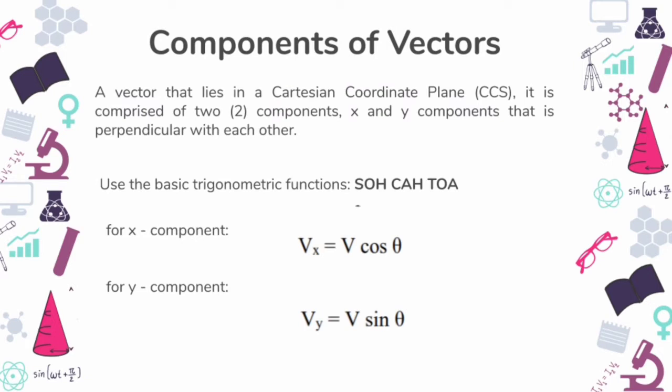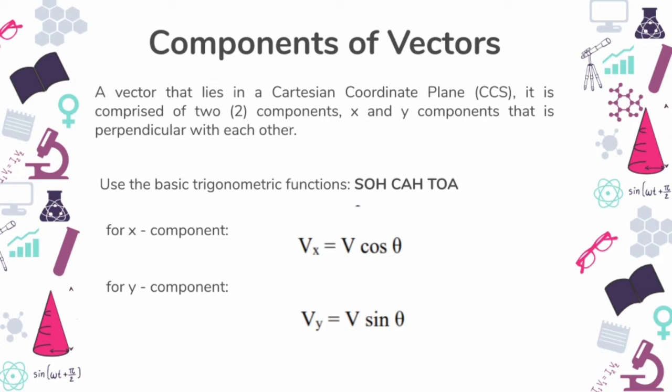Any vector has two components, but the question is, what are these two components and how are we going to break it down? A vector that lies along a Cartesian plane is comprised of two different components, the x and the y components, and these components are perpendicular to each other. And we determine these components by using the basic trigonometric functions. It's also dubbed as SOH CAH TOA. But I have here presented to you a derived equation for the x and the y components.